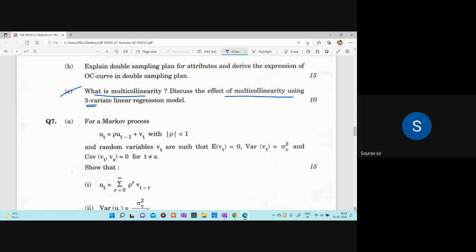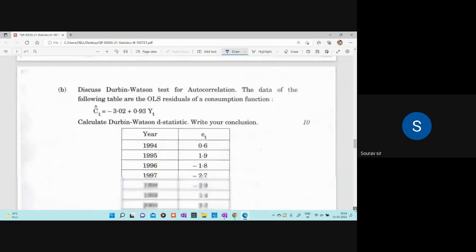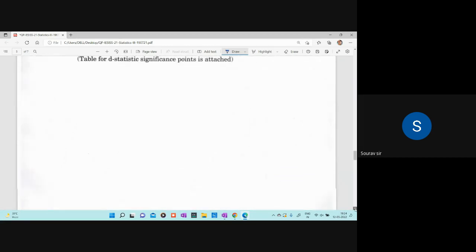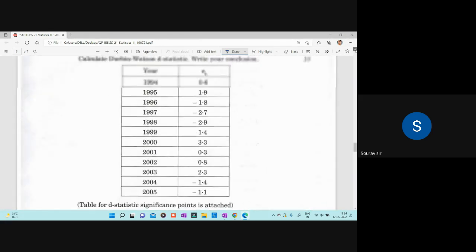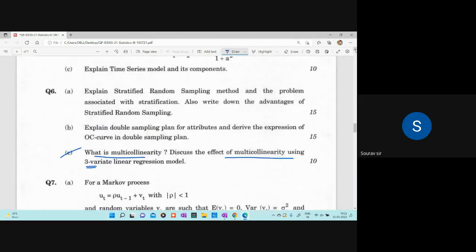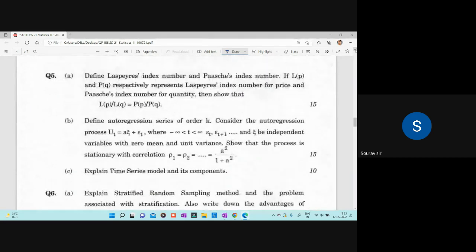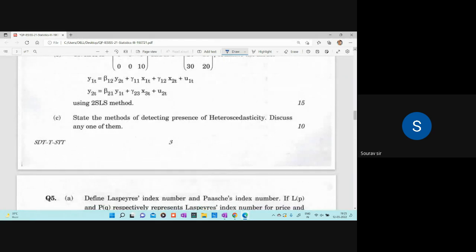So I am going for the next question. Since I am discussing this multiple regression, I am going for the question of heteroskedasticity. State the methods of detection of the presence of heteroskedasticity. Discuss any one of them.